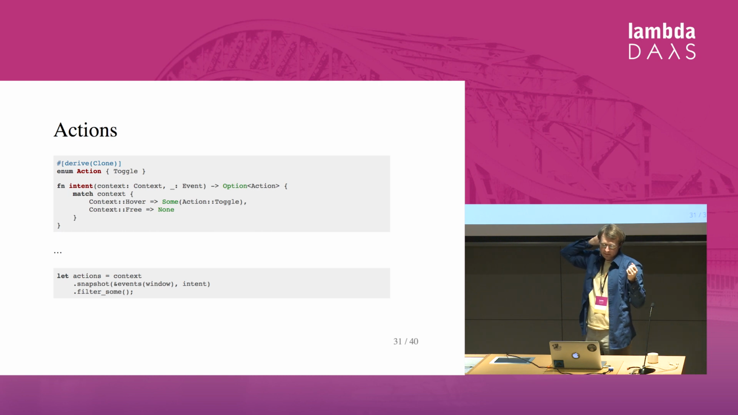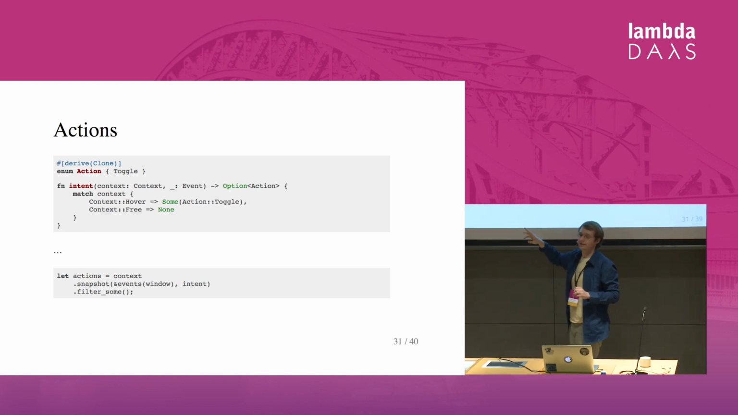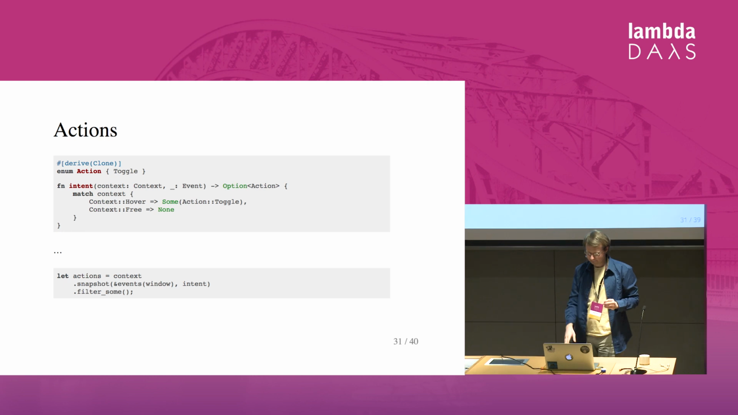Right. And if we look back again at the original wrapper function that put all the logic together, we'll see how this ties together: we take the context and snapshot it with the events and the intent function, and what we get out of it is a stream of optional actions, and we just filter the Some variants out and take these.